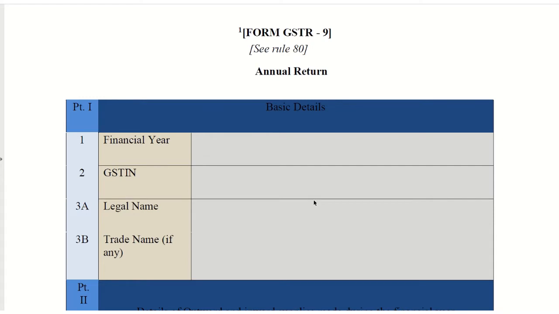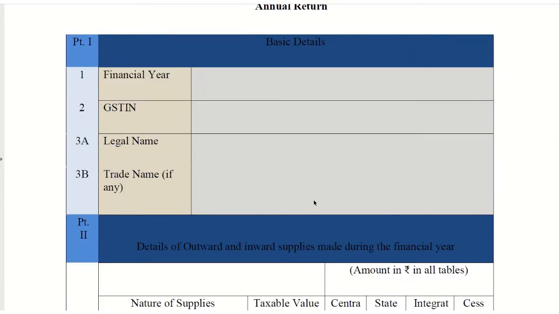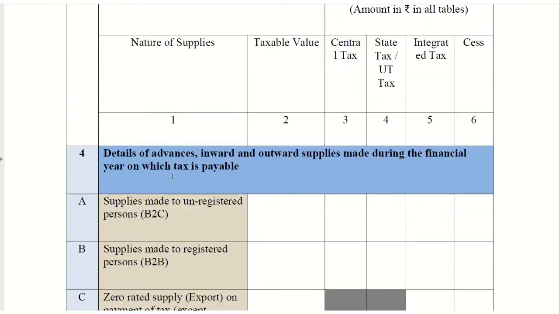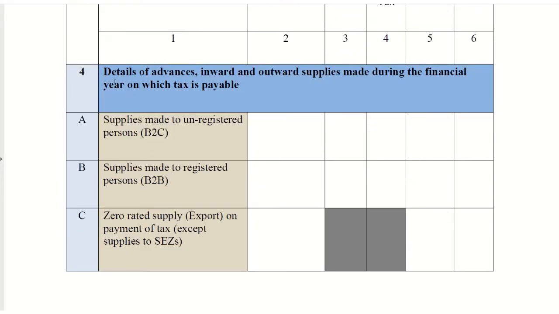On the screen you can see the Form GSTR 9. Point 1, that is the financial year, GSTIN, legal name, trade name, all these things will remain the same. No such change. The change begins from point number 4, or you can say table number 4.